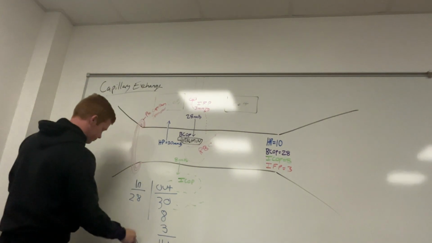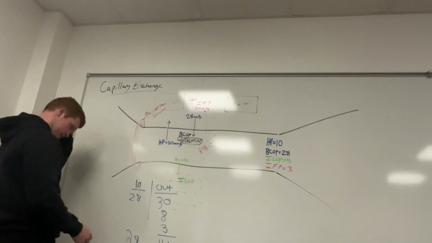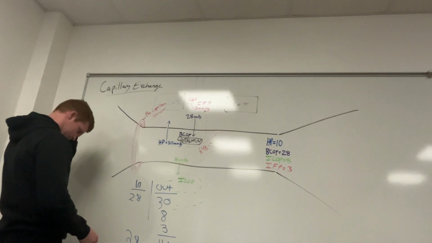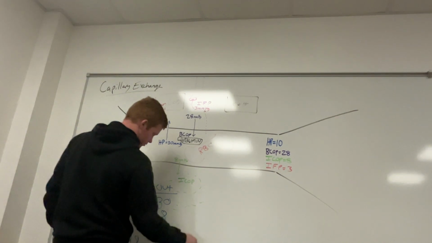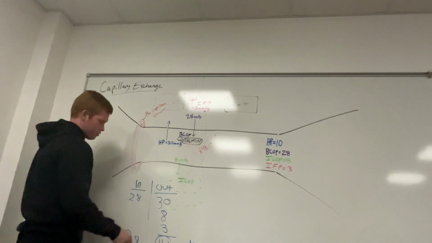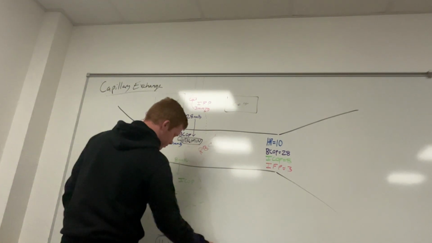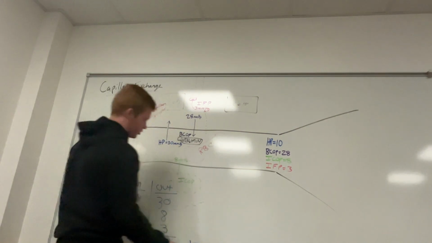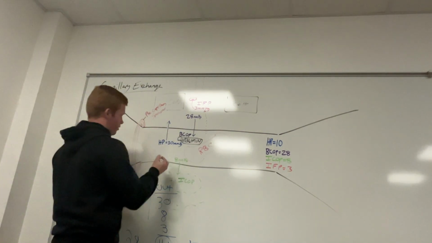And then we're going to subtract them. And this gets us, let's see, 13. And which number was bigger? It was the out. So we have 13 millimeters of mercury pressure going out. So overall, I could draw a big arrow.